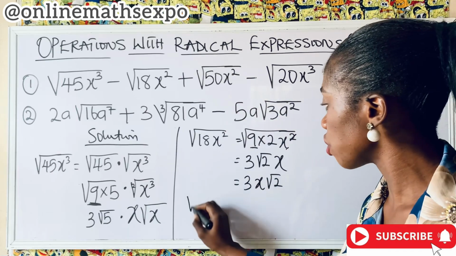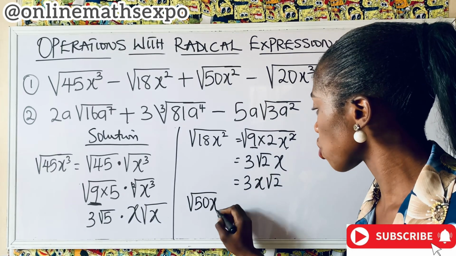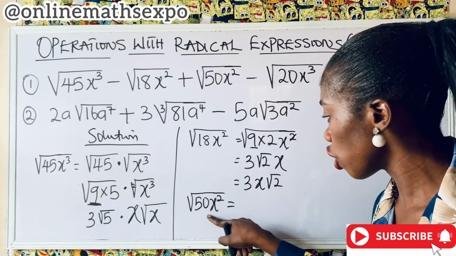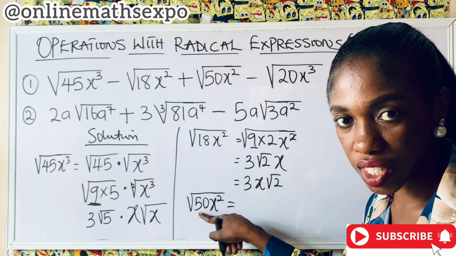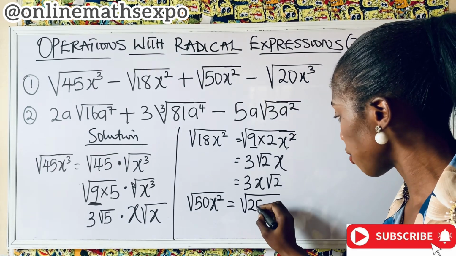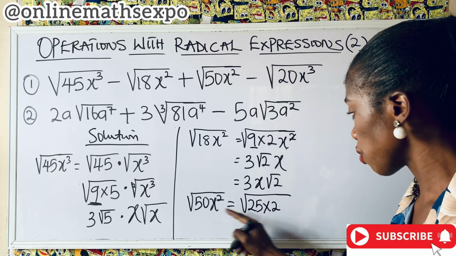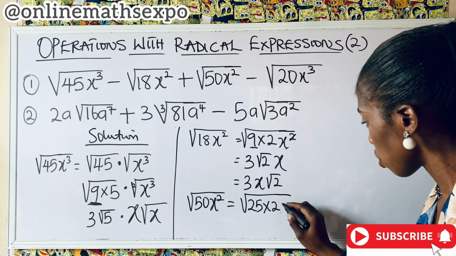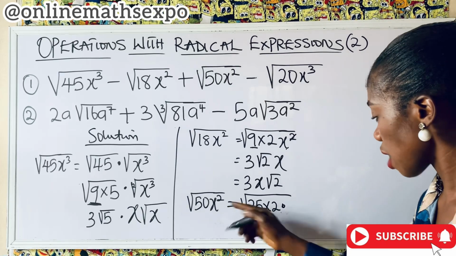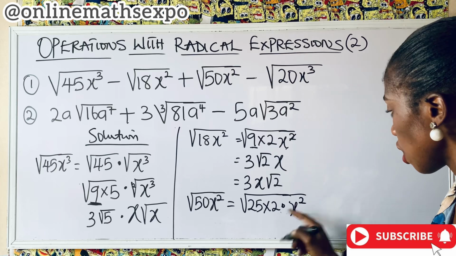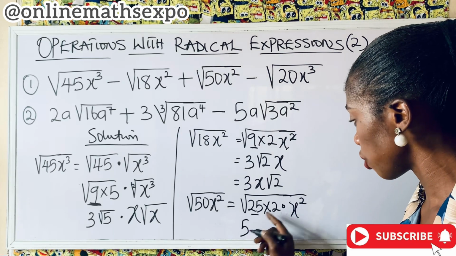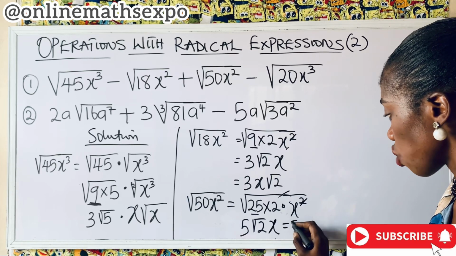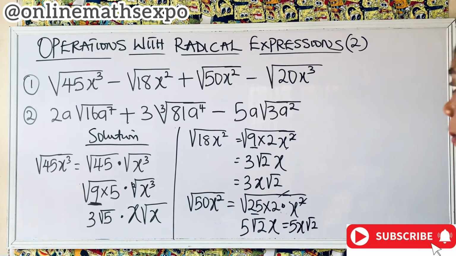Then this one we're having is the square root of 50 x to the power of 2. So what you're going to do here is get the perfect square in 50, and that is 25. And when you multiply by 2, it gives you 50. Then also multiply it, let's use a dot, by x squared. Okay? So here, this will give us 5. This will remain in the root. And this will be taken care of by this. So we have 5x root 2.